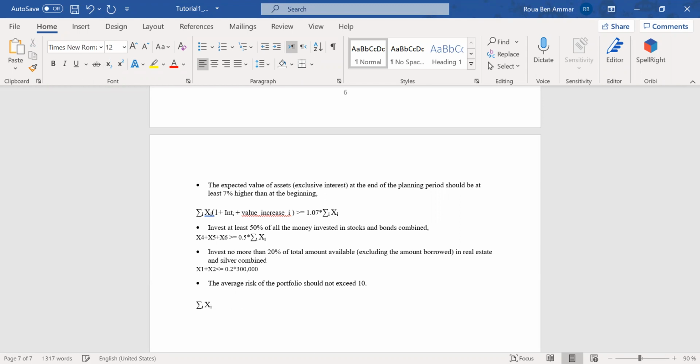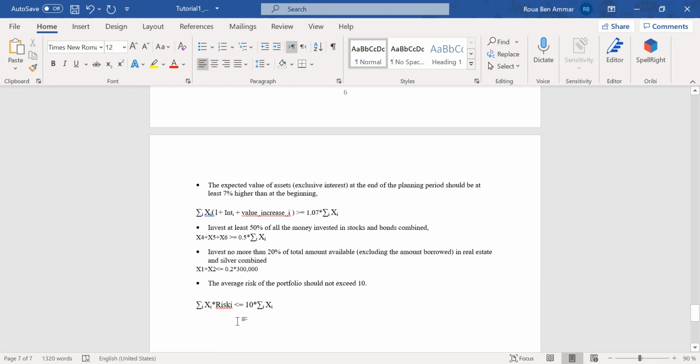The sum of xi multiplied by risk i should be less than or equal to 10 multiplied by the sum of xi. Did you understand this transformation? The average risk is the sum of the xi's multiplied by risk i divided by the sum of all the xi's. But we can't write it that way because it becomes non-linear. So we move it to the other side. Is it clear? Okay. What's left?